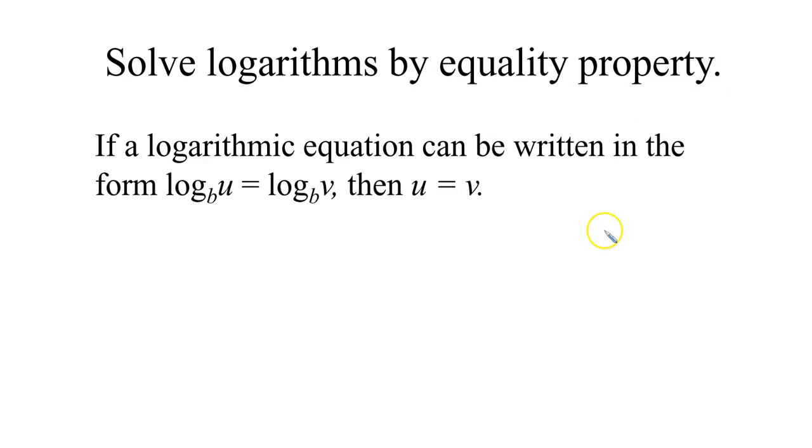If you have two logarithms in an equation, one on the left side and one on the right side, and they both have the same base, for example, log base b of u is equal to log base b of v, then we can essentially drop the logarithms and say that u is equal to v. And then we can solve that equation. Let's see how that works.